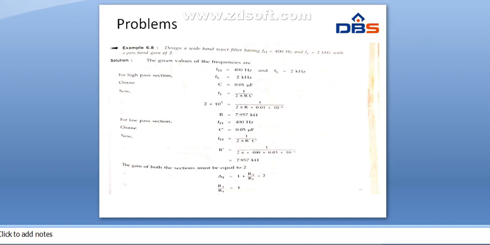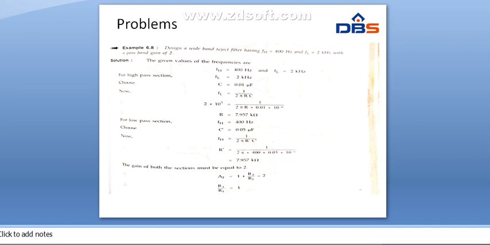So next, how to design a band reject filter. Design a wide band reject filter having Fh 400 Hz and Fl is 2 kHz with a pass band gain of 2. It is a wide band reject filter. So here the given values are Fh is 400 Hz and Fl is 2 kHz. Choose C equal to 0.01 microfarads.